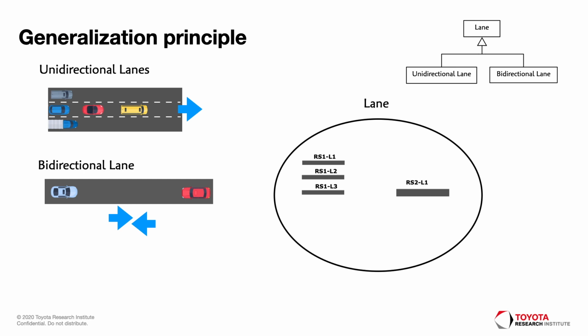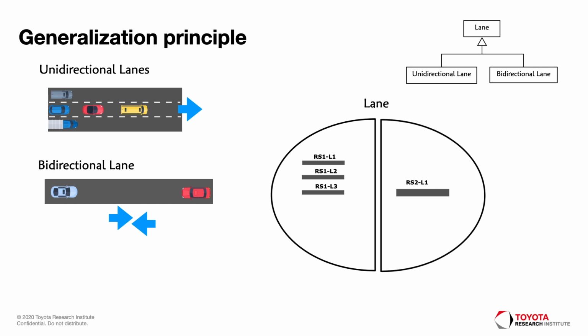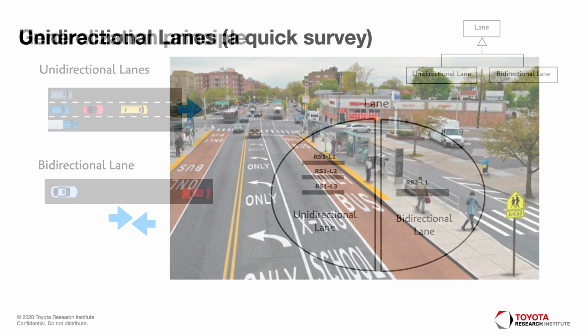The two subclasses at the bottom of the relationship represent a partitioning of the lane superset. Note that each instance is simultaneously a member of two sets, its subset and its superset. The logical implication is that each instance of a lane must be either unidirectional or bidirectional. And each bidirectional lane is a lane, as is each unidirectional lane.